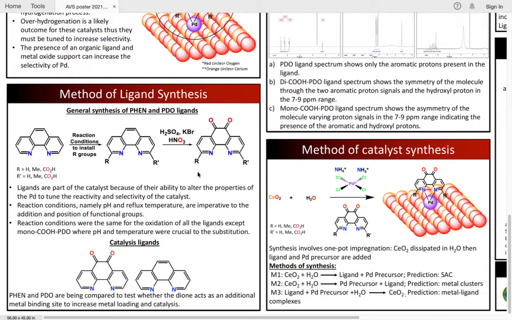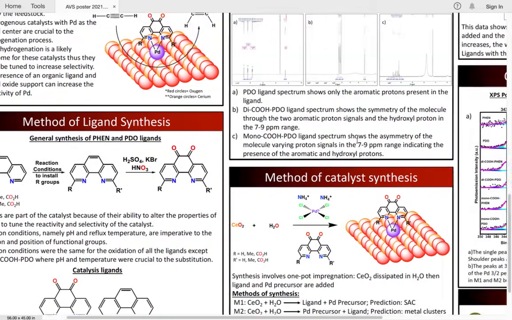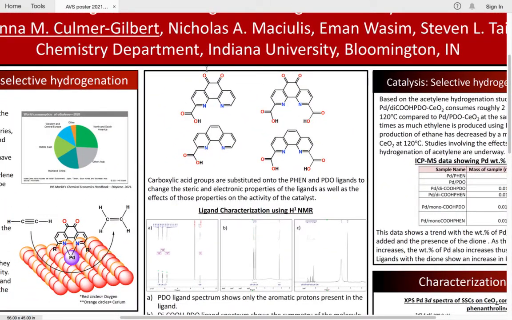What I'd like to note is that for a lot of these reaction syntheses, I've used the same reaction conditions. However, for some of the ligands, it's important to note the reaction temperature and pH and their effect on the production of the ligand, namely monocarboxy PDO as pictured here. This particular ligand did not follow the same reaction conditions as all of the other ligands, and you need to consider the pH as well as the reflux temperature in order to oxidize this ligand into monocarboxy PDO.